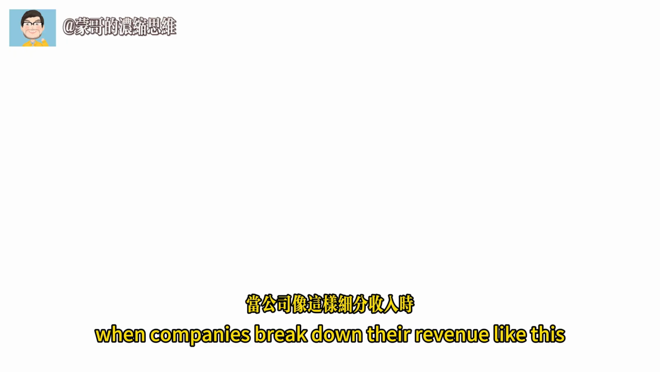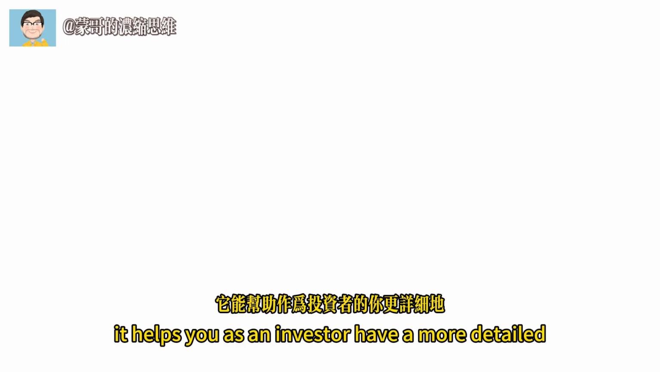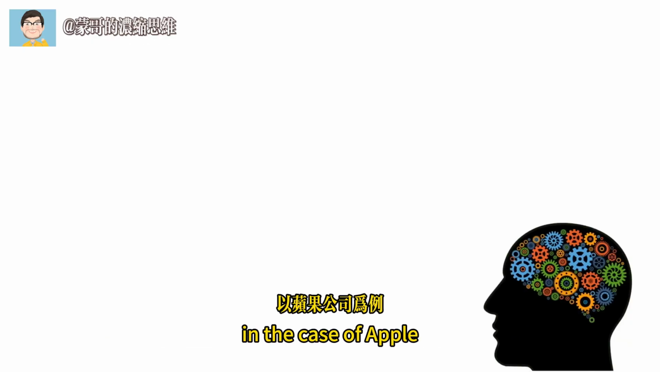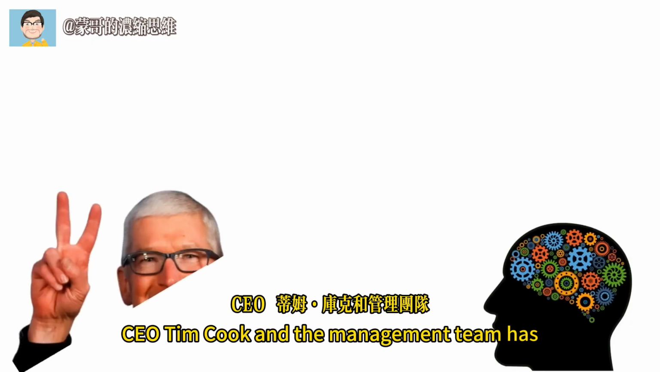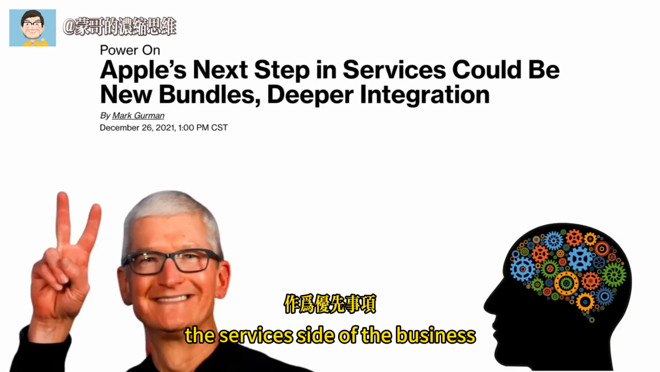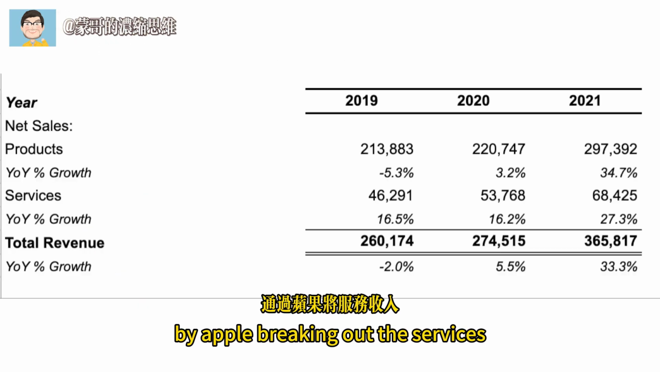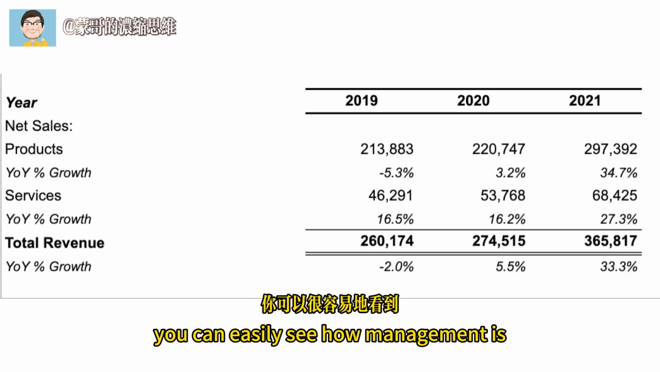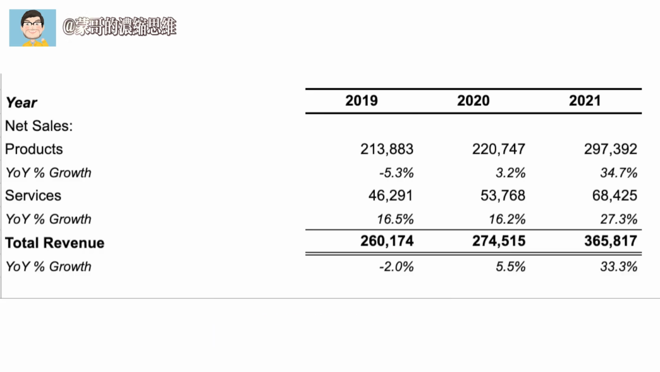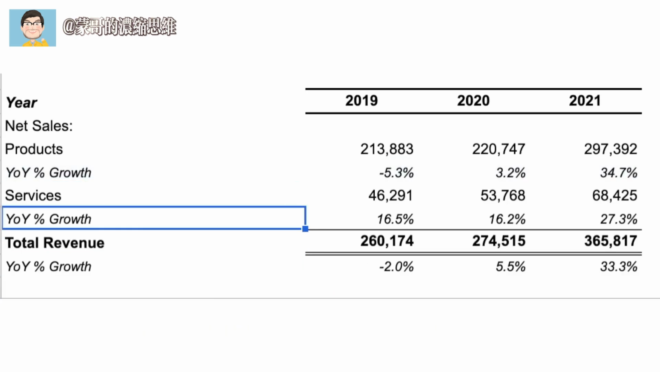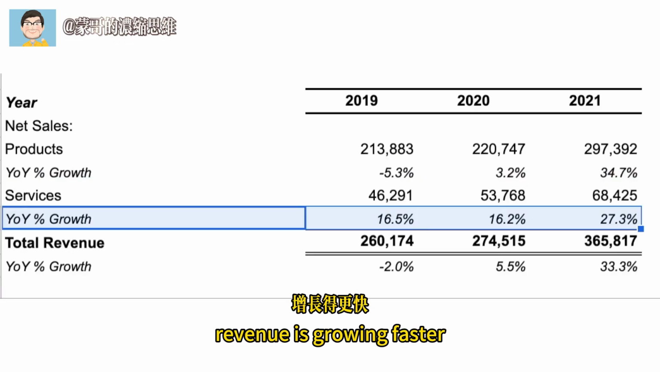When companies break down their revenue like this, it helps you as an investor have a more detailed understanding of how the company is performing. In the case of Apple, CEO Tim Cook and the management team has made it a priority in recent years to grow the services side of the business. By Apple breaking out the services revenue from the product revenue, you can easily see how management is progressing against that goal. By comparing the year-over-year growth of the services revenue to that of the products revenue, you can see that the services revenue is growing faster.